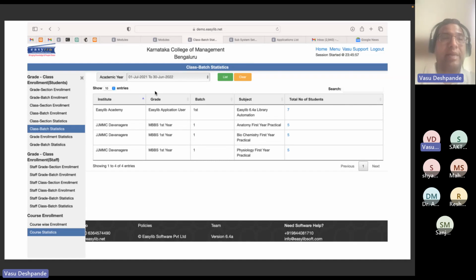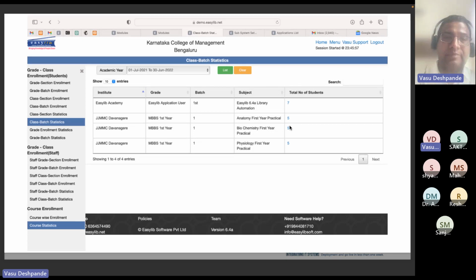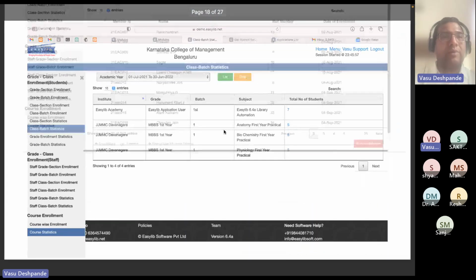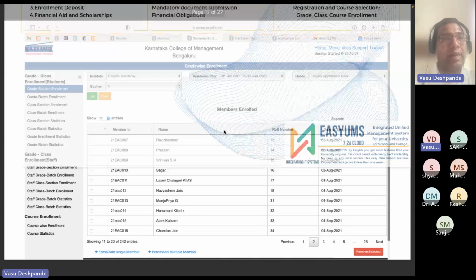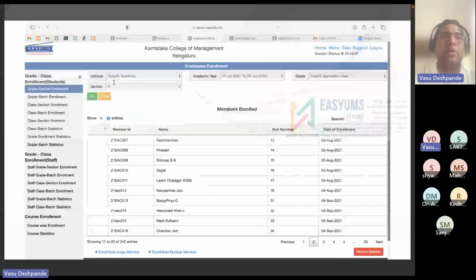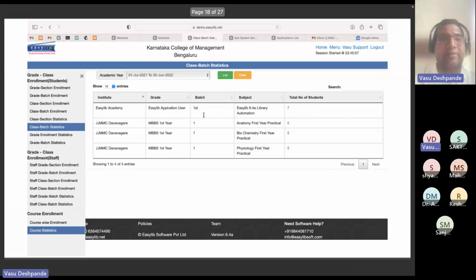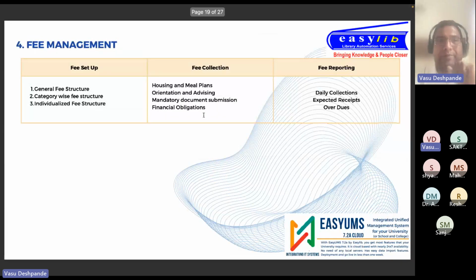Say, for example, in this academic year, in this institute, this grade, this subject, how many students are enrolled. Again, if you click on it, you will see the list of the students here. And you click on the student name, you get the further details of the student. It goes in a very iterative way to help manage the system as easily as possible. Okay, so now what we did here, we enrolled the student into the grade section courses, and automatically the system defined a roll number. Equally important is the fee management, right?